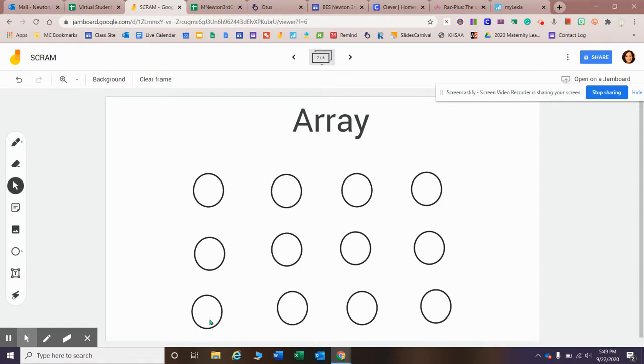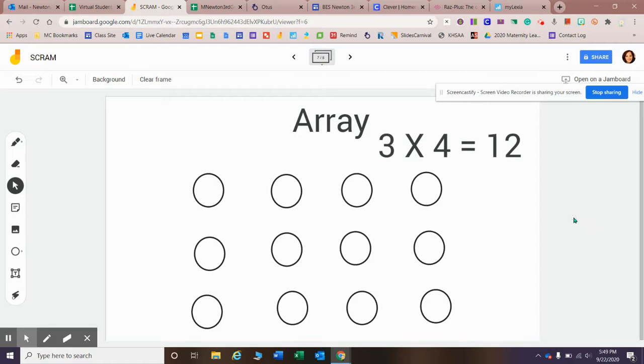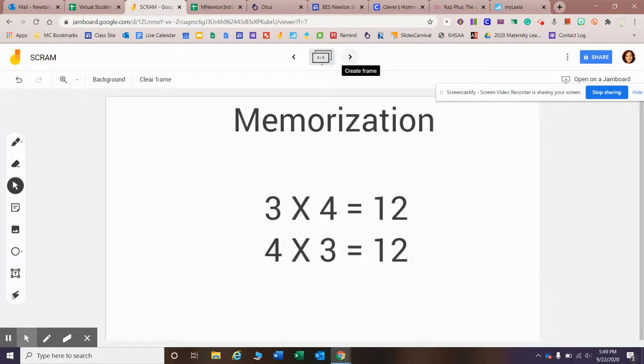So I think of like the Colosseum in Rome. And then across, we call those rows. So I have 3 different rows of 4, and all together I would have 12. So this again, 3 rows of 4 gets me 12. So 3 times 4 is 12. That's your array. And the last one is memorization.